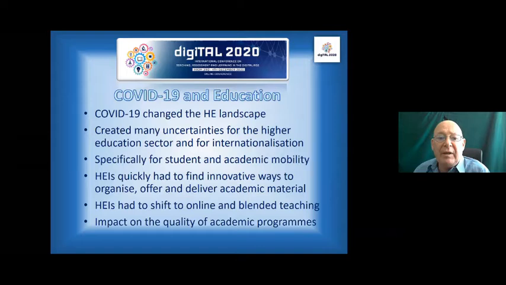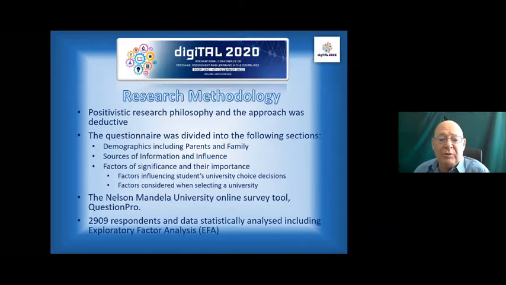For this study, we used a positivist research philosophy, and our approach was deductive. We had a survey which consisted of four sections where we asked a number of questions and statements regarding the demographics, who your parents and family are, who influenced your career and your choice of university, and what factors you used to choose a university. We did an online survey, captured on QuestionPro, and we had 2,909 responses in South Africa. We did snowball sampling, where we went to our international office and to the alumni of the university and sent them the URL link. From there, we asked people to send that link to friends and colleagues who have qualified at a university in South Africa.